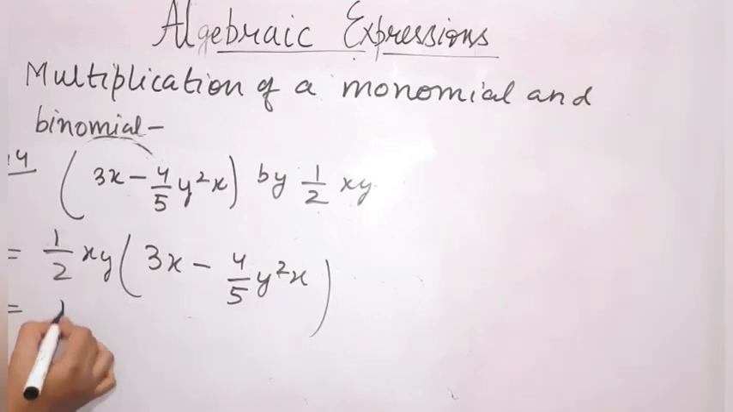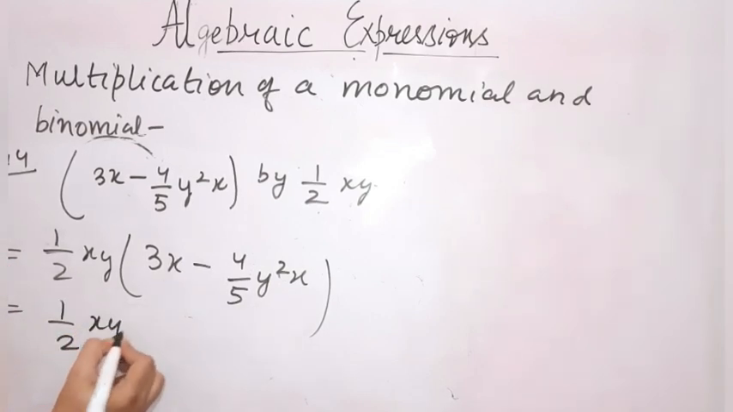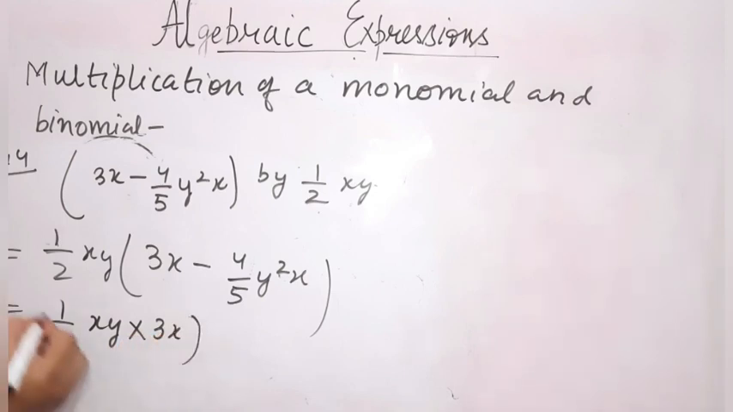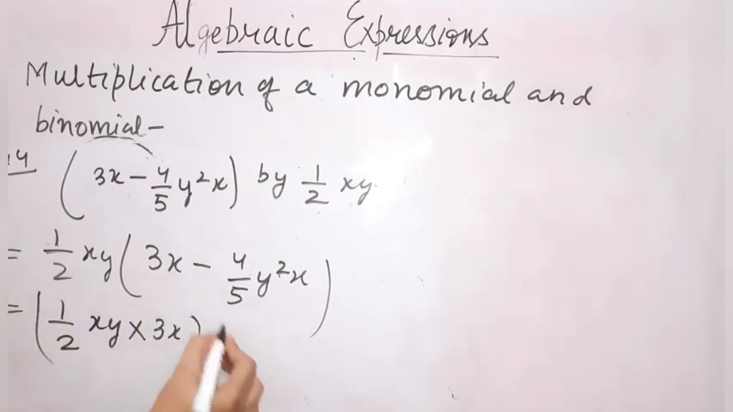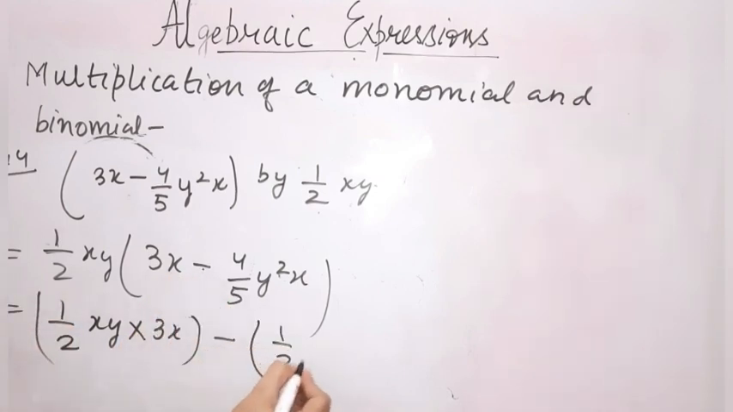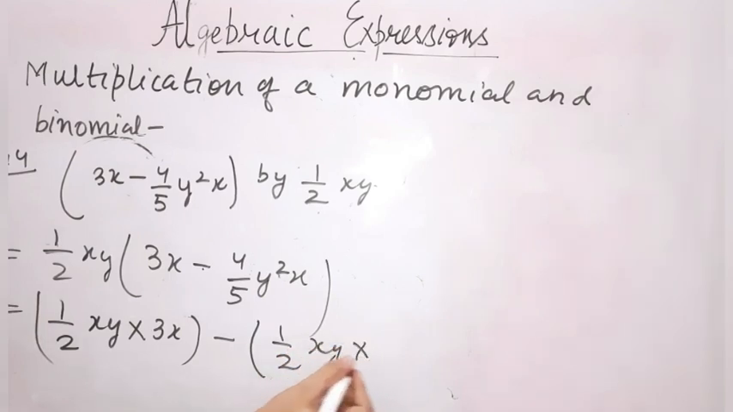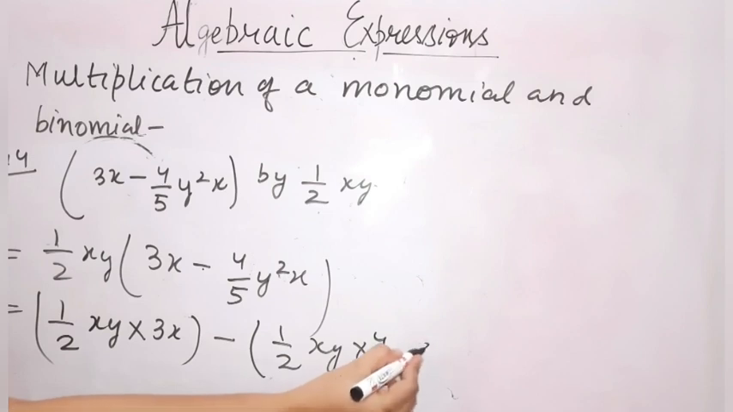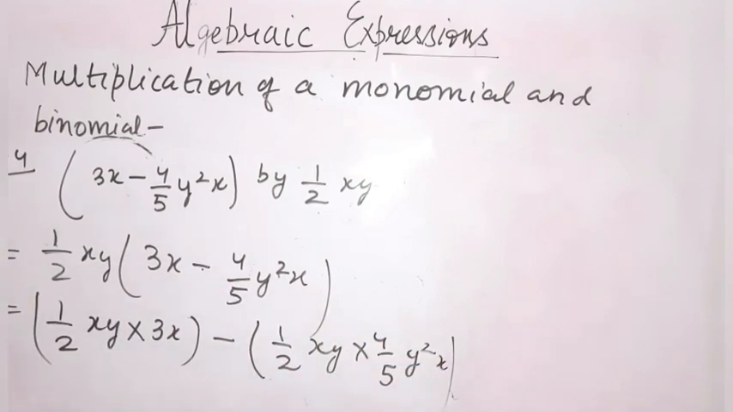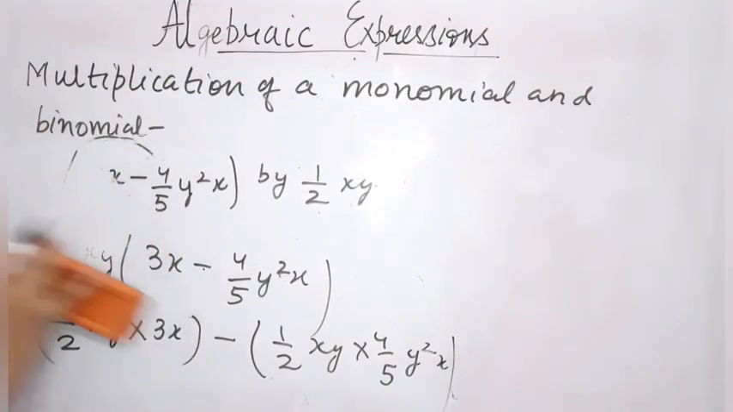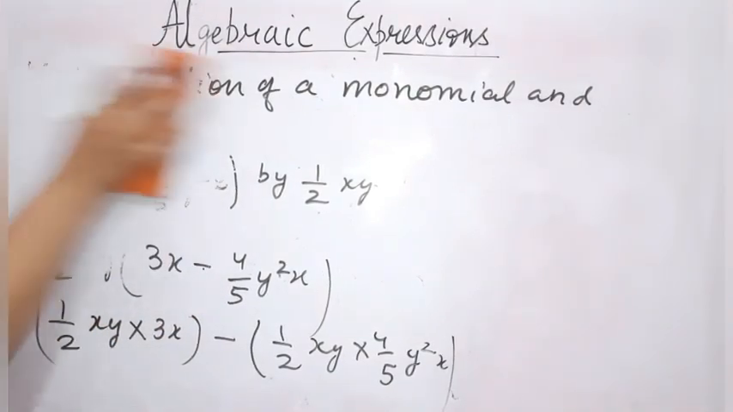So let's proceed. Within bracket it will be 1 by 2xy multiplied by 3x, bracket closed. Now minus sign, again 1 by 2xy multiplied by 4 upon 5y square x. This is the question, and according to the question I have done the multiplication. Now we have to proceed further. Let me rub this and then write the next step for you.